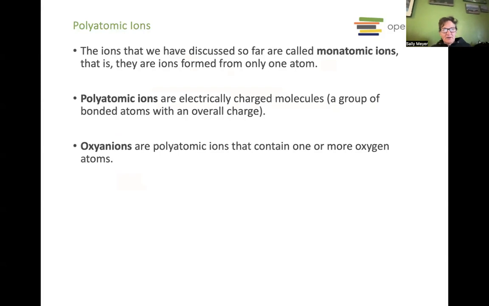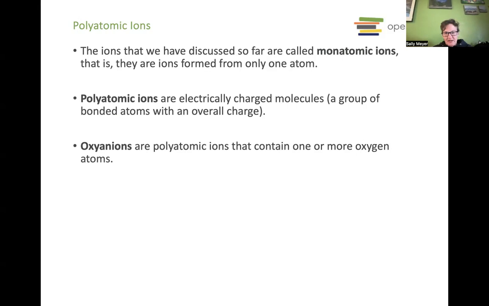So if we have polyatomic ions, the ions that we have discussed so far are just monatomic, so just a single atom. But you can also have polyatomic ions, so they're electrically charged molecules. So a molecule is something that has covalent bonds holding it together. But then if it has an extra electron, it could be a polyatomic ion that would be an anion. And if it has 1 electron missing, it could also be a cation.